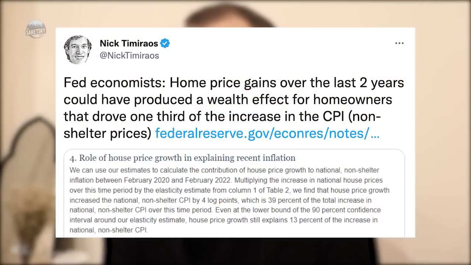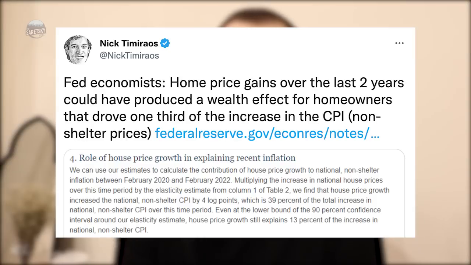In fact, it's rather ironic that the Fed actually came out with a research paper just this week where they noted that home price gains over the last 2 years could have produced a wealth effect for homeowners that drove approximately 39% of the national increase in CPI non-shelter inflation. So, the rise in home prices didn't drive shelter inflation. It drove the non-shelter component of inflation, because what happens is, again, house prices go up, right?